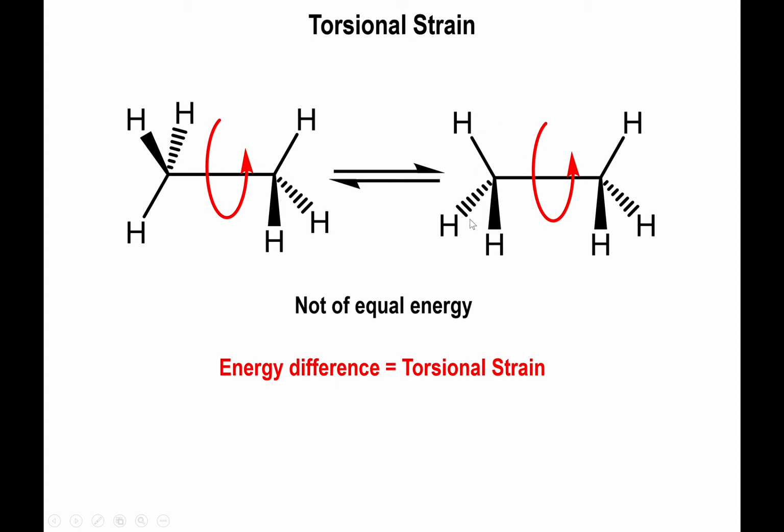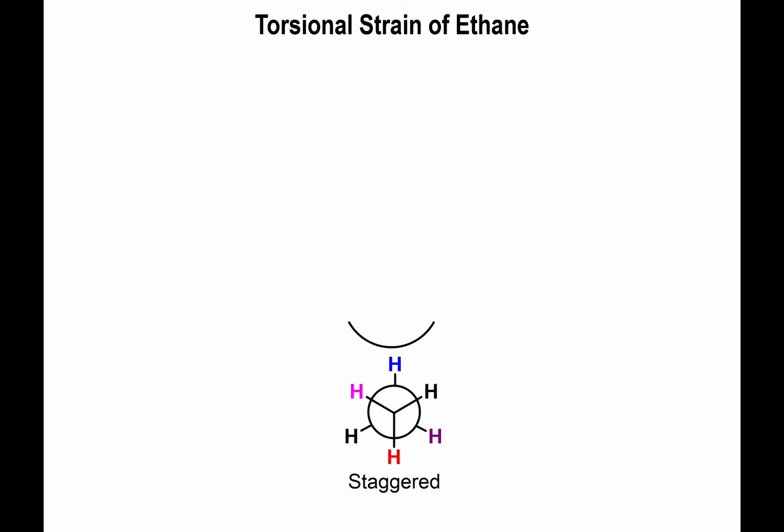You could think of it from the point of view of Newman projections as the atoms being on top of each other. Now, the energy difference is what we call the torsional strain. And the greater this energy becomes, the more difficult it is for the single bond to rotate. And in some cases, if you have big enough groups present, the molecule is actually kind of locked in place. You can't really rotate it 360 degrees. That's not an issue for ethane. But let me show you what this ultimately entails.